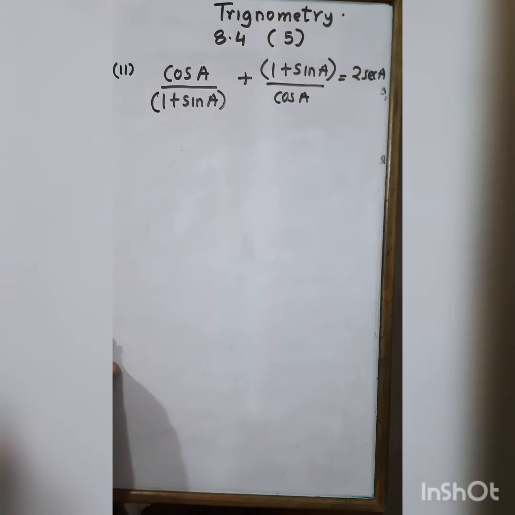Whenever you see 1, it should come to your mind, sin square theta plus cos square theta is 1. Or you can remember the second identity as sec square theta minus tan square theta is 1, or 1 plus tan square theta is sec square theta. So you have to remember these identities and these sums will become very easy.